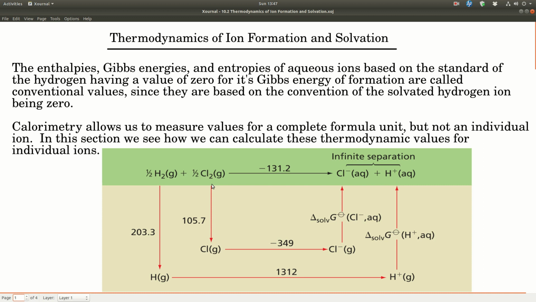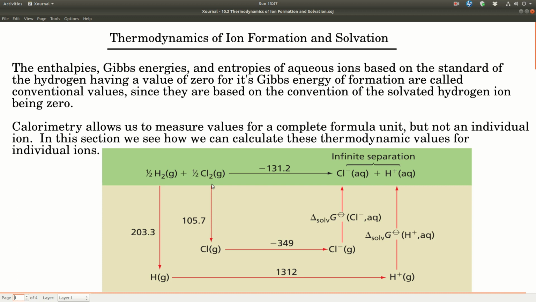Hey guys, this is section 10.2 where we talk about thermodynamics of ion formation and solvation. So back in the last section where we talked about enthalpies, Gibbs energies, and entropies of aqueous ions, they were based on the standard of hydrogen having a value of 0 for its Gibbs energy of formation, which gave us delta H of solvation of hydrogen is 0, and same thing for the entropy. We call those conventional values because they're based on the convention of hydrogen ion being 0.